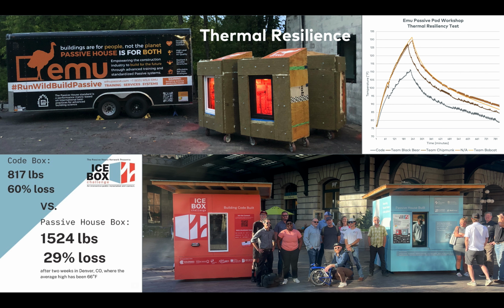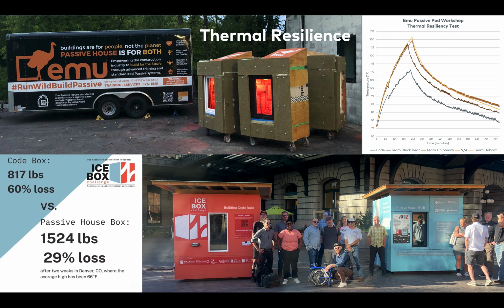Talking about thermal resilience, this is something, the two pictures here. The bottom one is the Icebox Challenge event in Denver, Colorado in 2023 for the PHM conference in Denver. They built a box to comply with code minimum, and then they built the same box to comply with passive house. And they measured the amount of ice lost over a week or two. And consistently, you can see that passive house, being better insulated, also loses less ice over the same amount of time. At the top, you see a picture from EMU's own builder training.